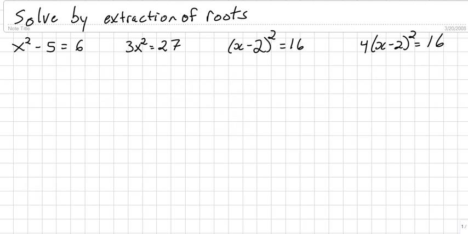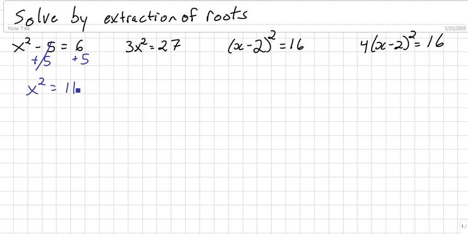Okay, here are some more examples of solving equations by extraction of roots. Here I have x squared minus 5 equals 6. I'm always trying to isolate my variable, so what I need to do is get my x all by itself on the left side and all my numbers on the other side. So to get rid of this minus 5, I need to add 5. Whatever I do to one side, I need to do the equal and opposite operation on the other side. So this cancels out, and I'm left with x squared equals 11.